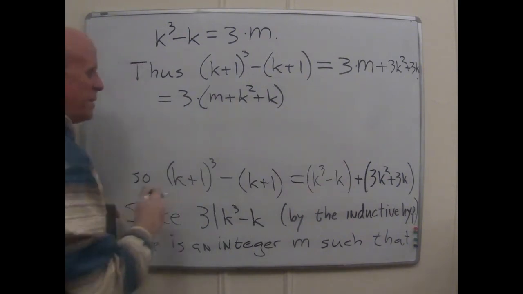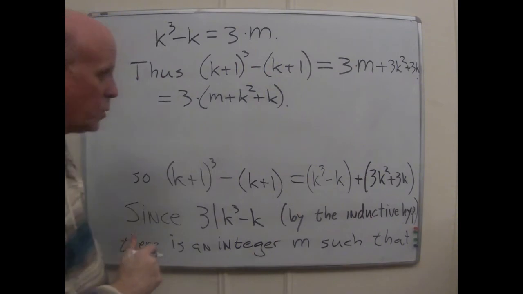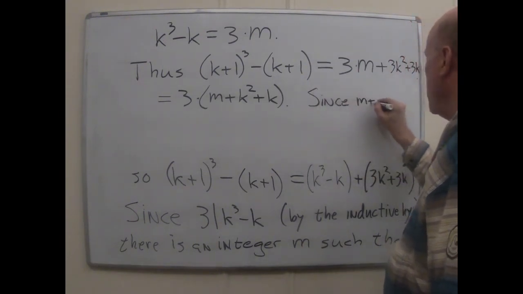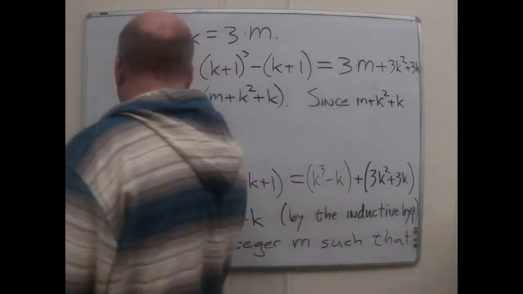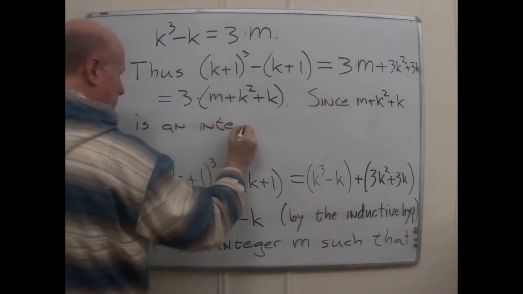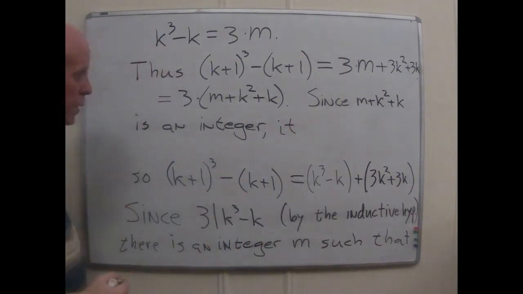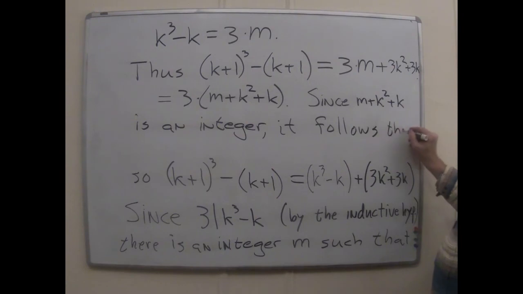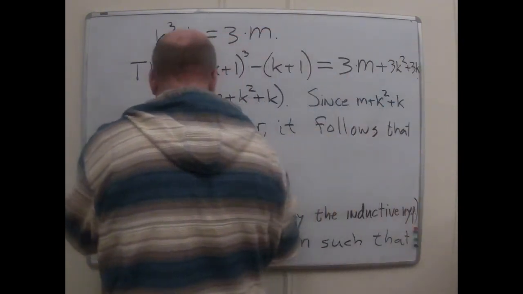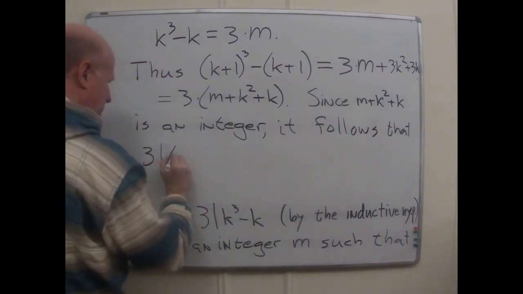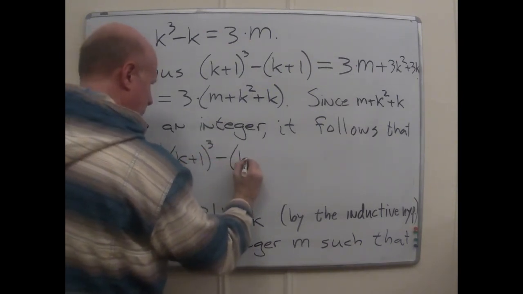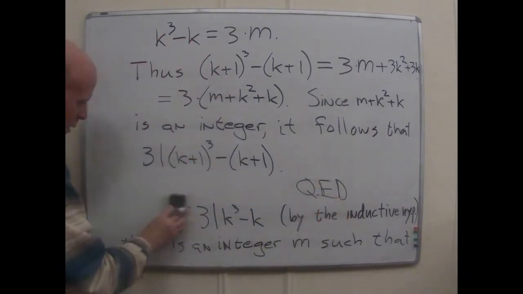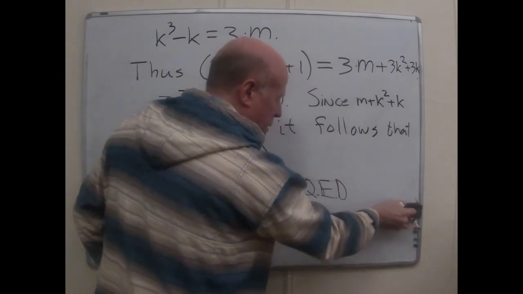I guess I'll try to hold myself to the same standard I'd like to hold you. We should make a formal conclusion there. So, yeah, since m plus k squared plus k is an integer, the definition of divisibility tells us that k plus 1 cubed minus k plus 1 is divisible by 3. And so there's our QED moment. I feel like I ought to take away the rest of this so that the finish of the proof stands there by itself. Ta-da!